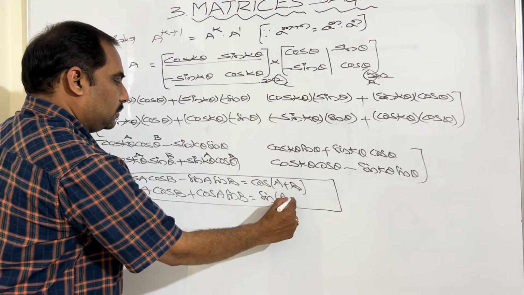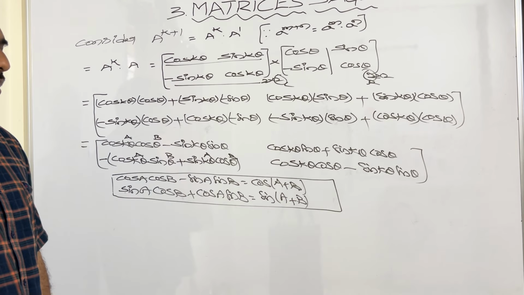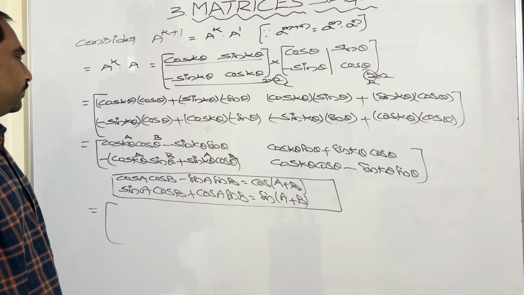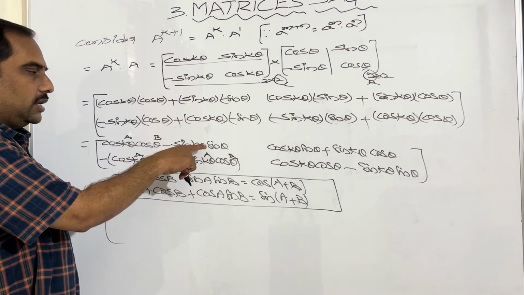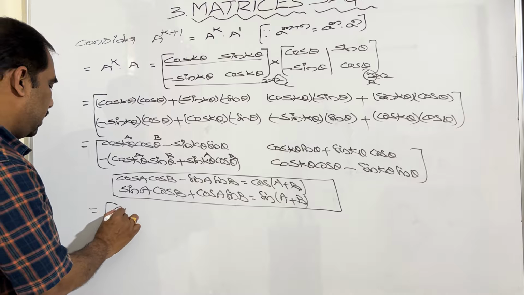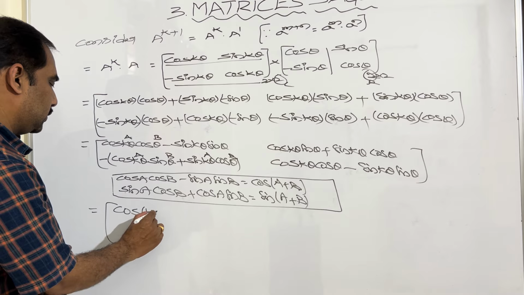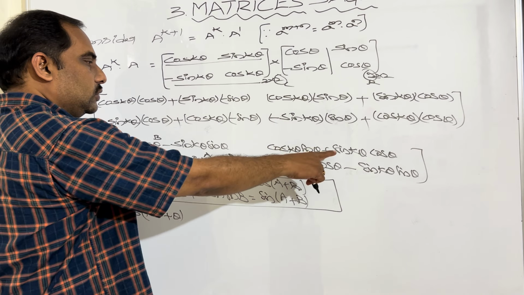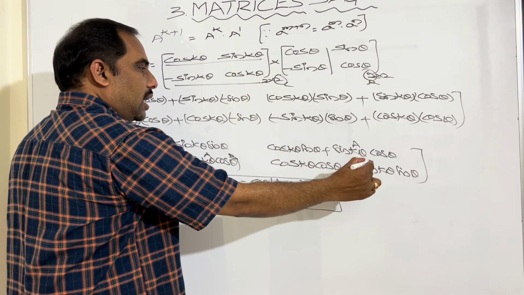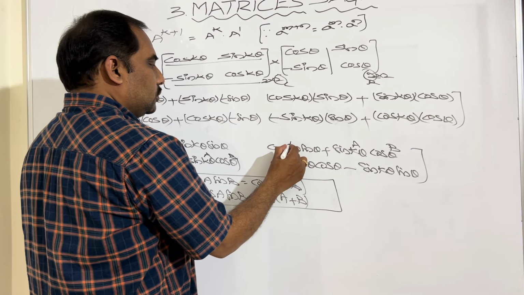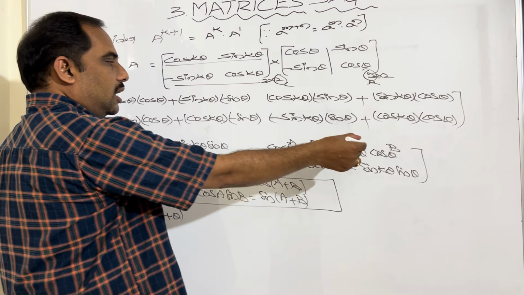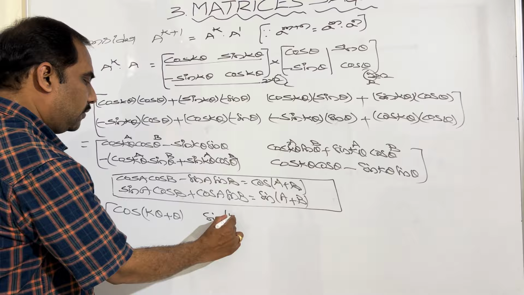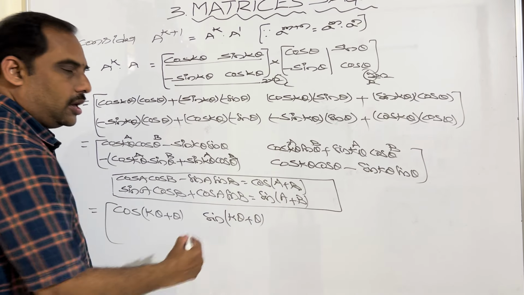So this is sin of A plus B. So cos A cos B minus sin A sin B, we get cos of A plus B, that is cos of k theta plus theta. And here also sin A, k theta is A and theta is B. So this is sin A cos B plus cos A sin B, we get sin of A plus B, that is k theta plus theta.